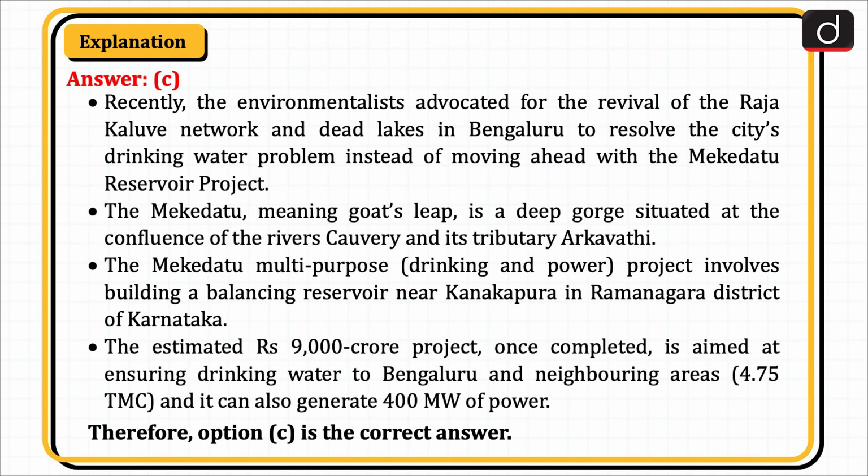The Mekedatu, meaning goat's leap, is a deep gorge situated at the confluence of the rivers Kaveri and its tributary Arkavati. The Mekedatu multi-purpose drinking and power project involves building a balancing reservoir near Kanakapura in Ramanagara district of Karnataka. The estimated Rs 9,000 crore project, once completed, is aimed at ensuring drinking water to Bengaluru and neighboring areas, 4.75 TMC, and it can also generate 400 megawatt of power. Therefore, option C is the correct answer.